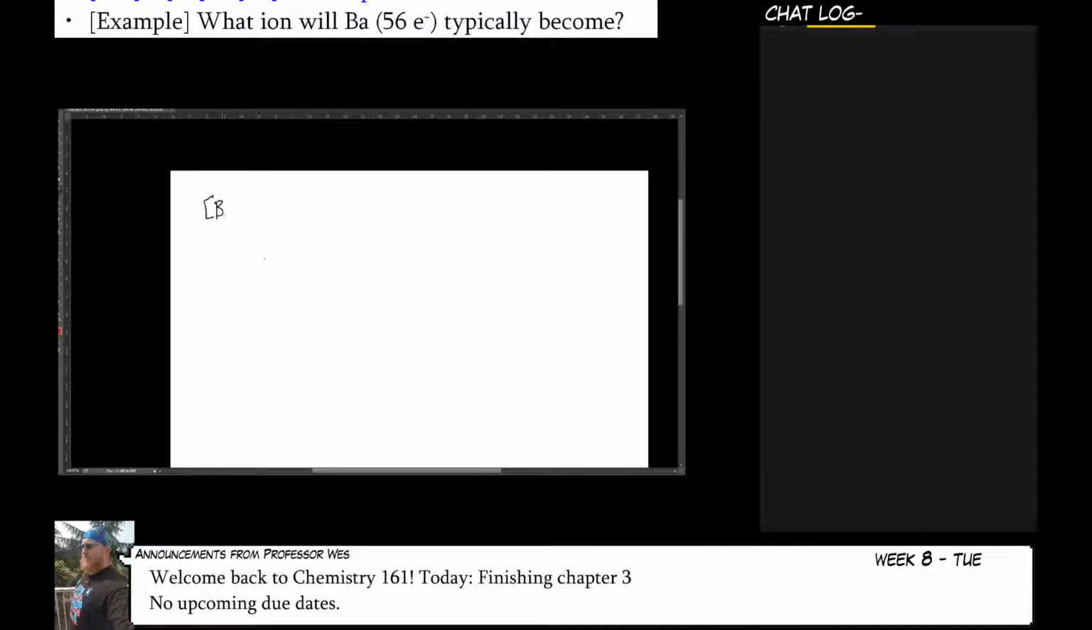So let's look at barium. And I'm gonna write out the entire configuration for barium. No, I'm not. That's ridiculous. What I'm gonna do is I'm gonna do this. And you'll see why I'm doing this in a second here. 5s2, 4d10, 5p6. There we go. So there's barium. The nearest noble gas to barium is xenon. And we want to match it.